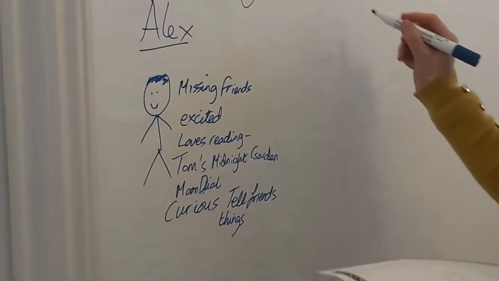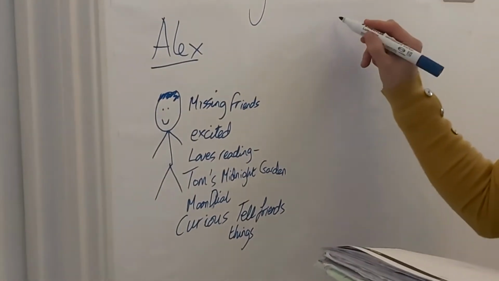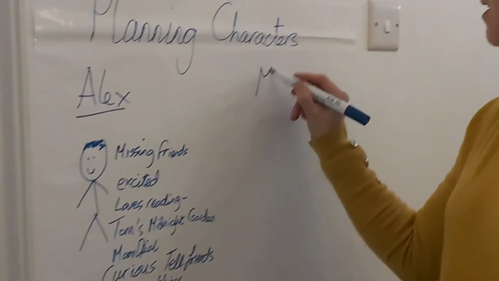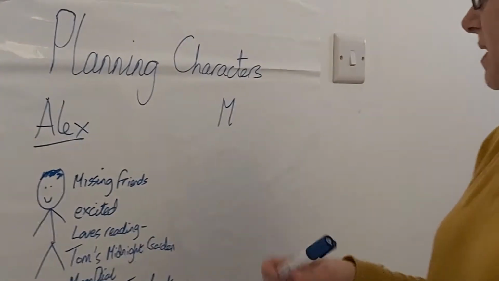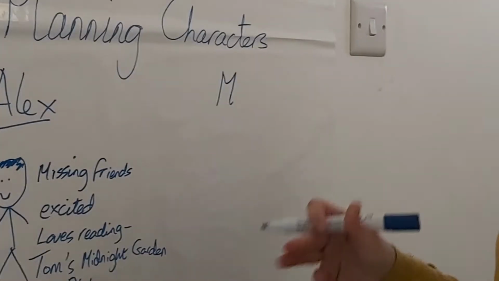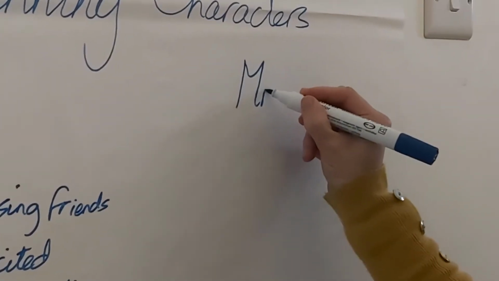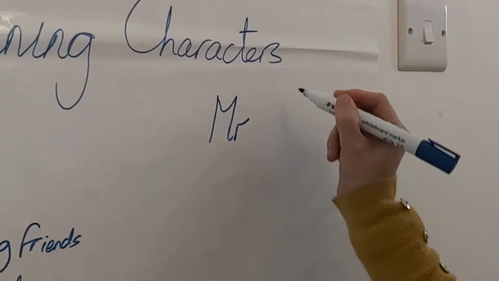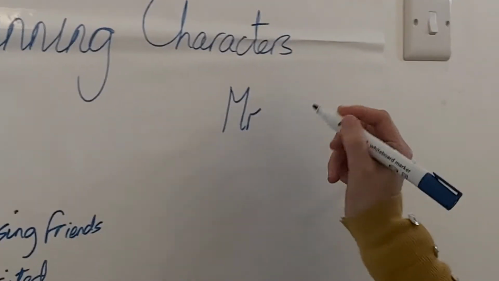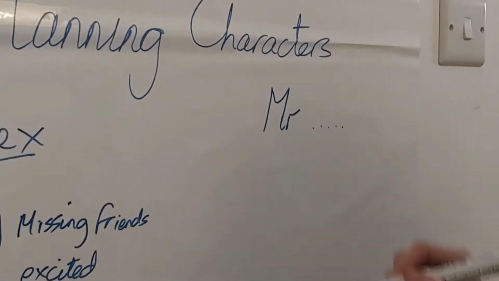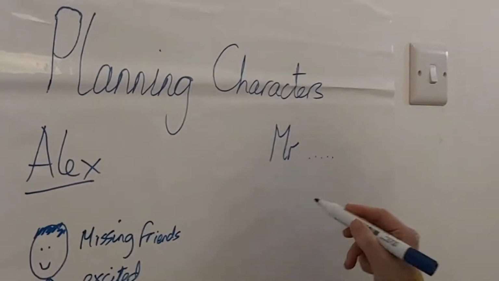Now, the other main character is going to be the teacher. Oh, I haven't got a name for the teacher. Shall I have a man or a woman? I'm going to have a man. Mr. What sounds really strict? I'm not sure. I'm going to come back to that. A really strict sounding name because he's going to be very strict.